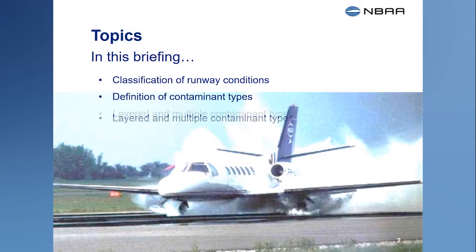In this briefing, we'll discuss the different classification of runway conditions, the types of contaminants you might encounter on takeoff or landing, and the different layers in which you might encounter them. We'll also review the definitions FAA uses to identify the particular types of contaminants you might find on the runway. And we'll look at how FAA handles runways that have one type of contaminant layered on top of another, as well as runways with more than one type of contaminant.